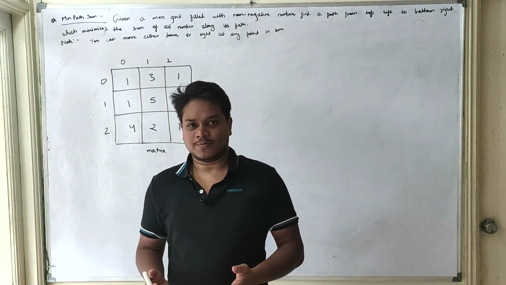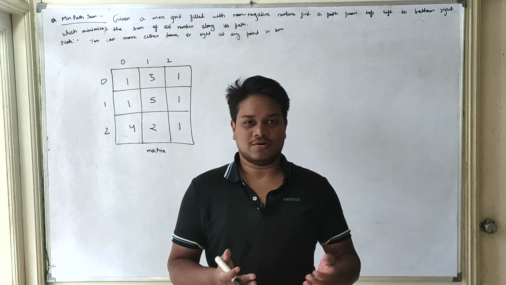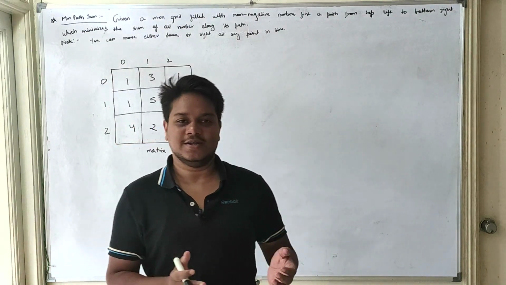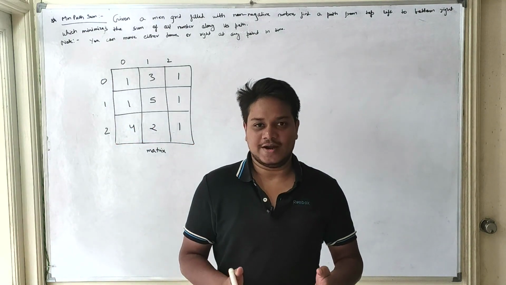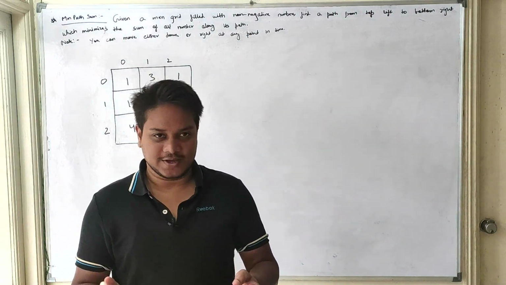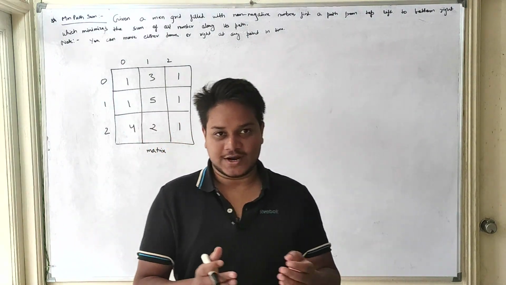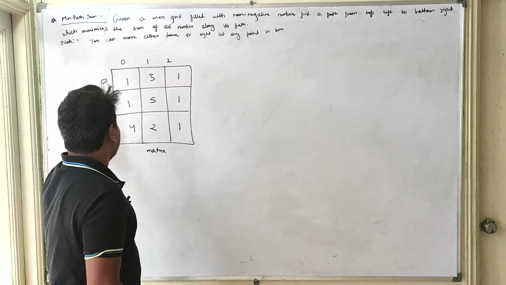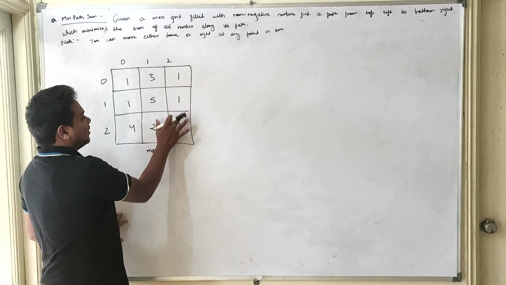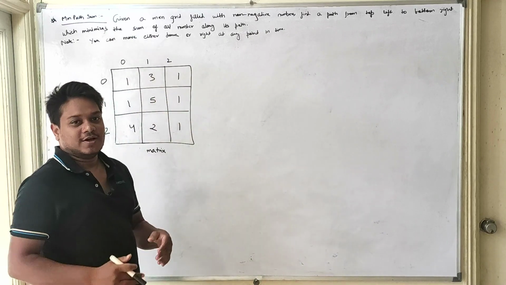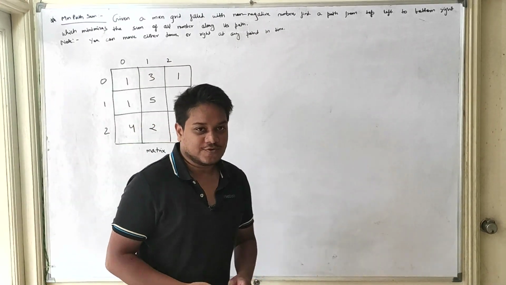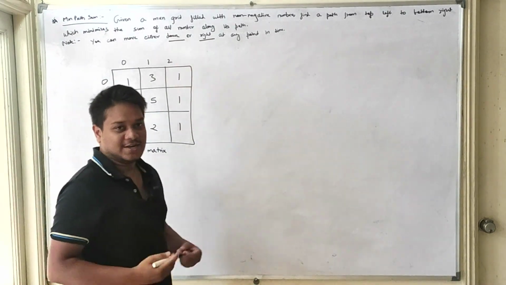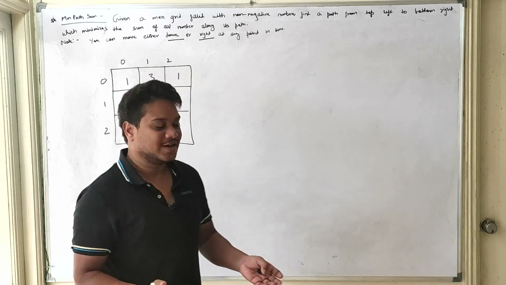So in the given problem, there is a matrix of m cross n, where m is the row length and n is the length of the column, and we have to find the way from the starting of the matrix to the end of the matrix which gives us the minimum sum. So this is the matrix. Now all the numbers given in the matrix are non-negative, and the only directions we can move are either down or right. Okay, at any point of time either we can move right or we can move down.